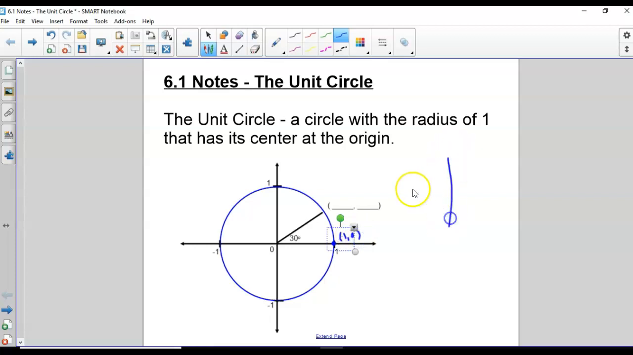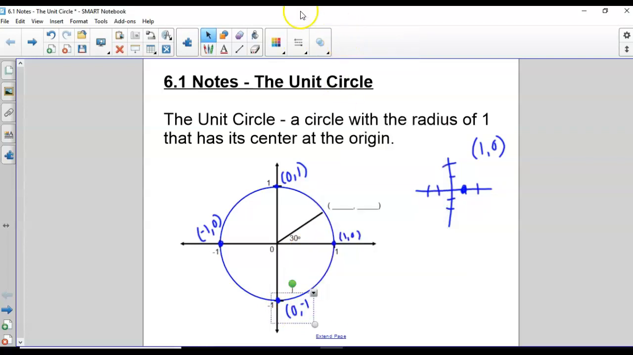Just like graphing, we're graphing the point 1, 0. We go over 1, up 0. There's the point. And then this point is over 0, up 1. This point here is negative 1, 0. And this point here is 0, negative 1. So those four points you just figure out because it's like graphing the points.